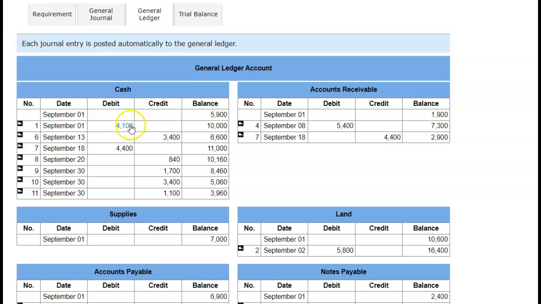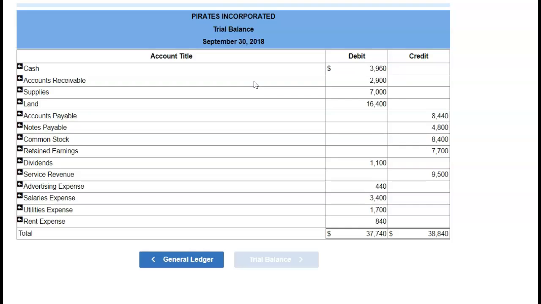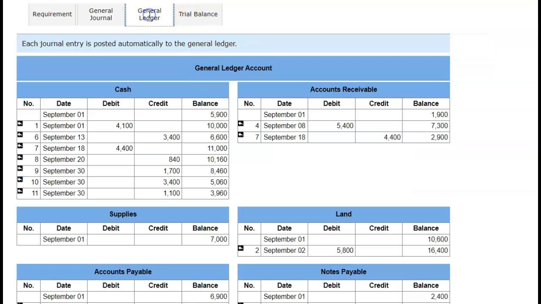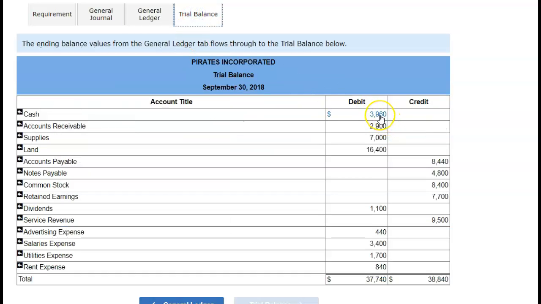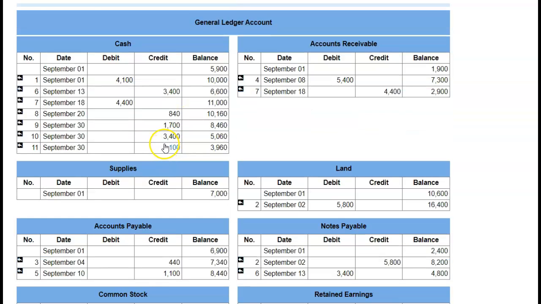Now, every time we made these entries, it automatically posted for us. So the next thing you have to do is prepare the trial balance. And to prepare the trial balance, you just simply take whatever the balances are in the general ledger and carry them forward. Like here, cash ends 3960. So now we see the 3960. Okay, see how this works?